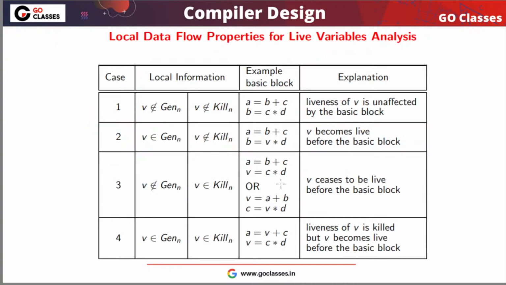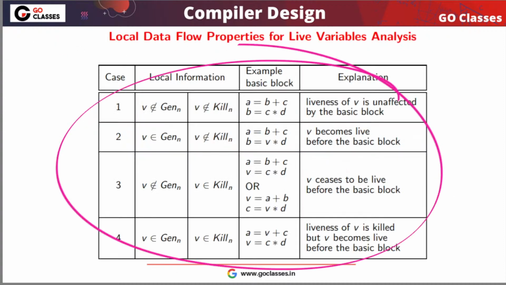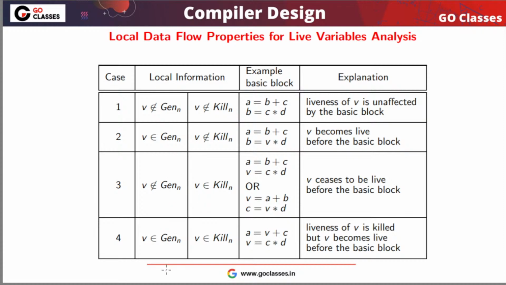Correct? So this is the table you can check. This table is very nice if you want to understand the liveness analysis. And both defined and killed. In this situation, what will happen? Both defined and killed. So it is defined also and it is killed also. It means liveness is killed, but it becomes live before the basic block.